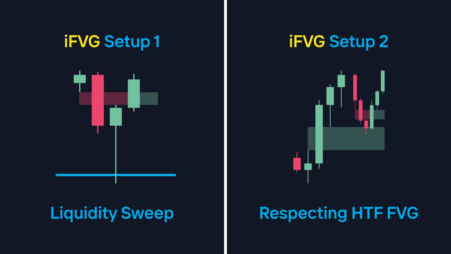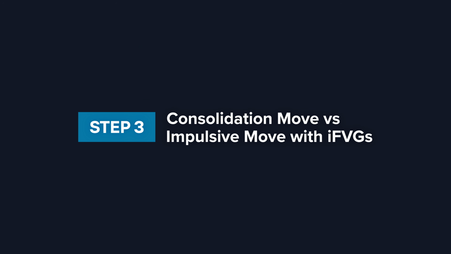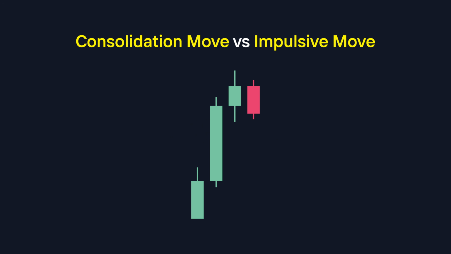So now that we understand why we should only really be targeting iFVGs that form at key reversal areas in the market, let's now move on to the next step, which involves understanding how the difference between an impulsive move or a consolidation move can determine whether an iFVG would be considered high probability. When we talk about consolidation and impulsive moves in the context of creating iFVGs, we are referring to the strength of the move that disrespects the original fair value gap, which resulted in the creation of the iFVG.